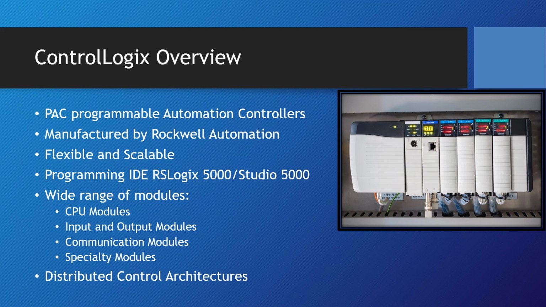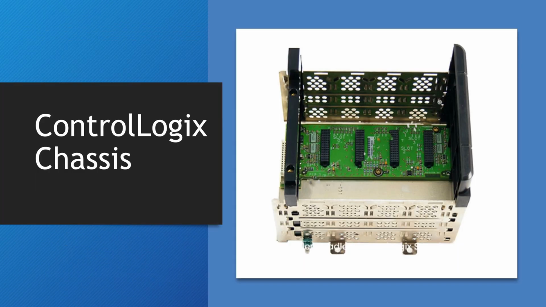Overall, ControlLogix PLCs are known for their robustness, flexibility, and scalability. They are widely used in industries such as manufacturing, oil and gas, power generation, and others, where precise control, extensive I/O capabilities, and high-performance automation is required. Next, we will be taking a look at a ControlLogix chassis. For demonstration purposes, we will be using a 10-slot chassis, also known as a ControlLogix rack.